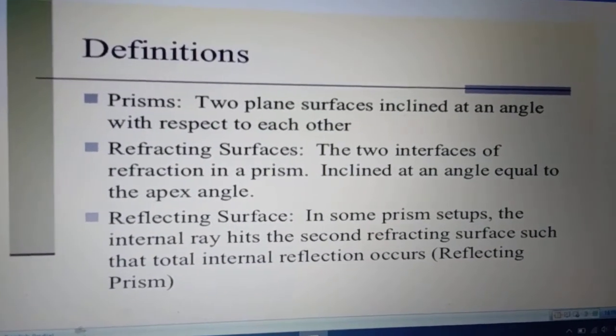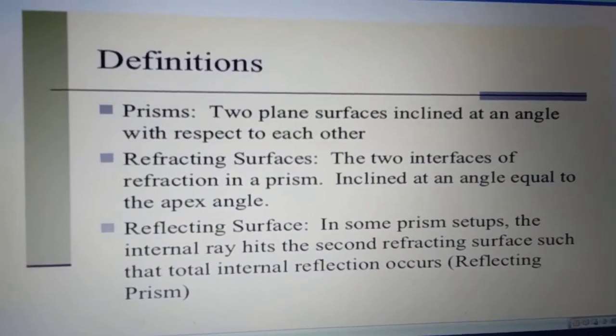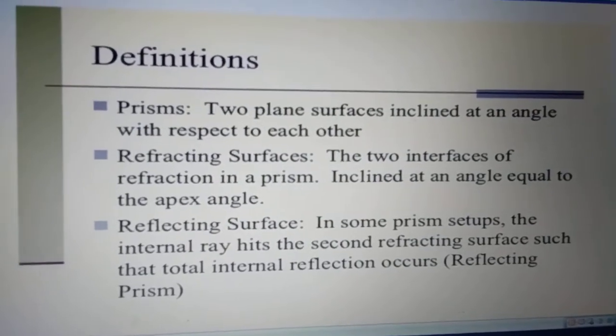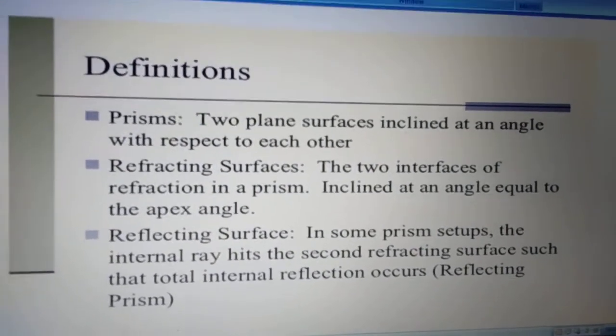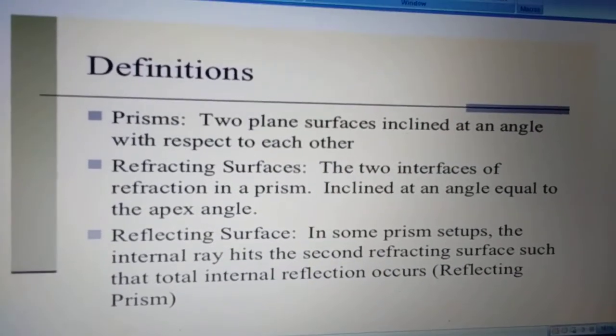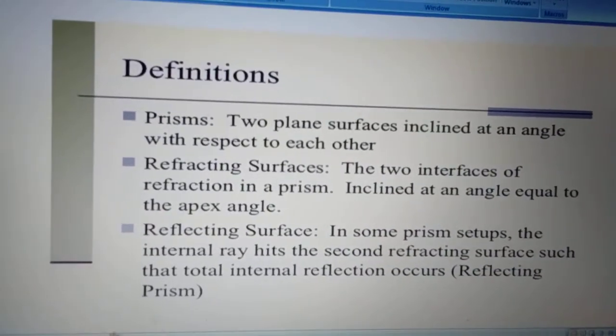Welcome to physics class. Let us study about prisms today. What is the meaning of prism? A prism has two plane surfaces inclined at an angle with respect to each other.